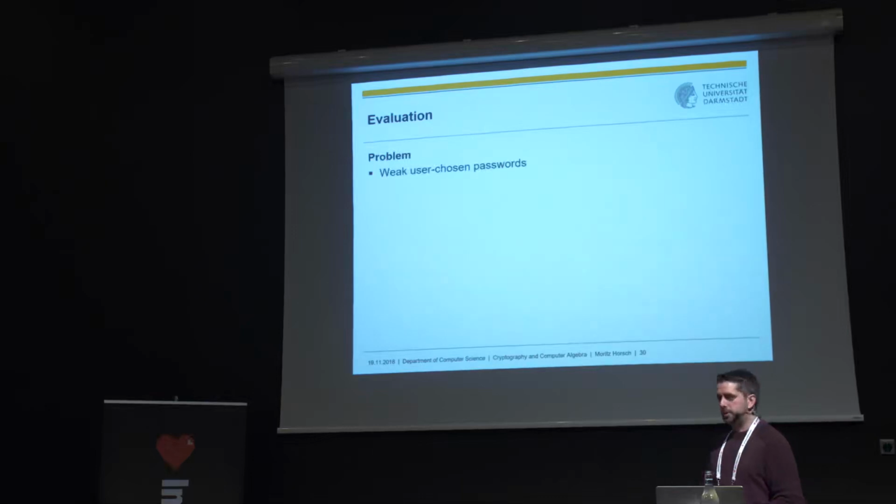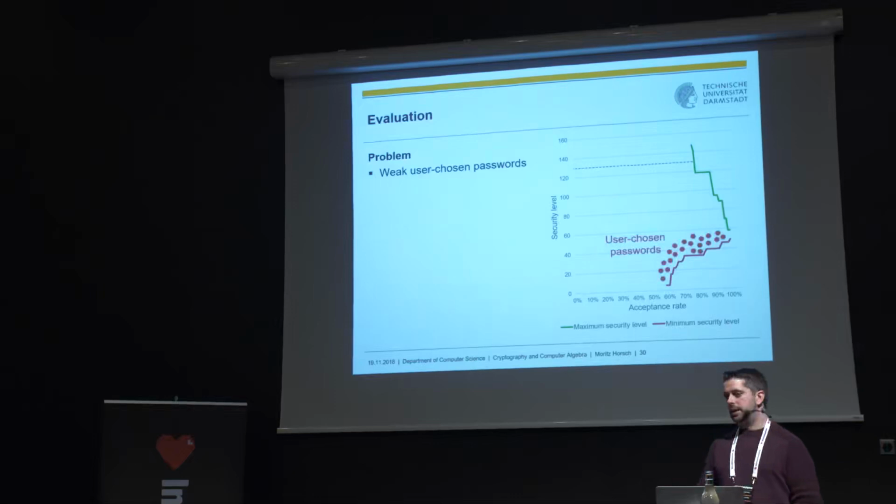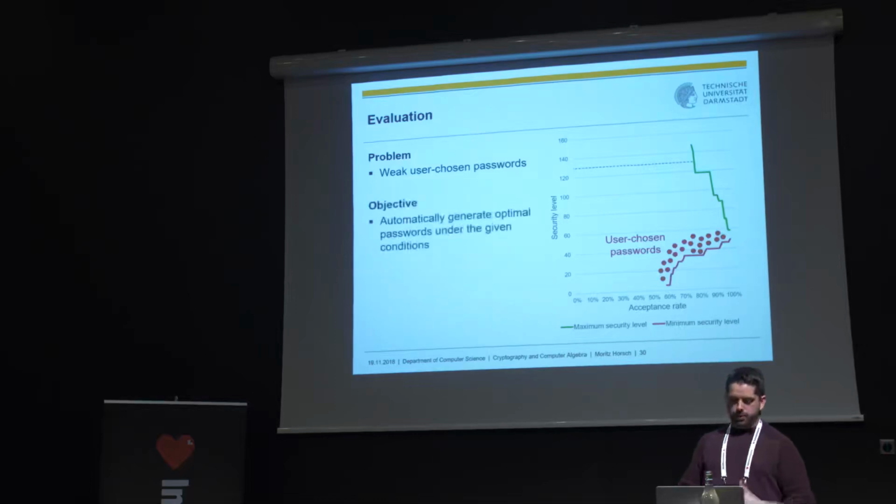As we all know, the biggest problem is weak user-chosen passwords. And even if the user chooses them themselves, or, as you have seen, uses a password generator, some of them produce not really secure passwords. So when you remember this graph in the middle of my talk with respect to the security level, we know from a lot of research that user-chosen passwords are usually a little bit better than the minimum security level that is enforced by the services. My objective was to solve this problem by automatically generating passwords that are attack resistant and valid and comply with the password requirements of the services.